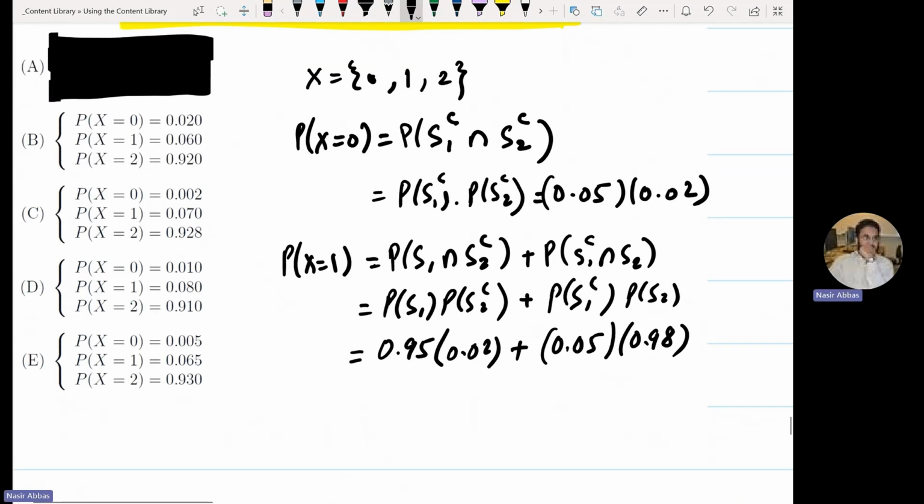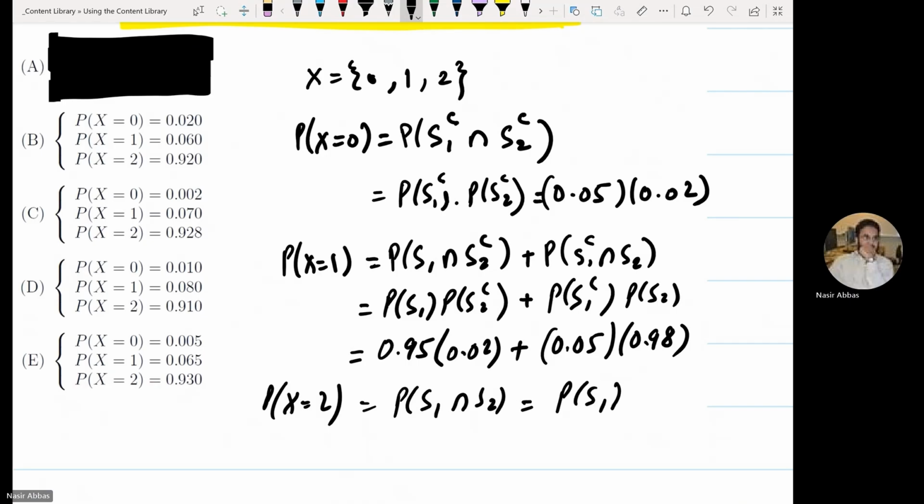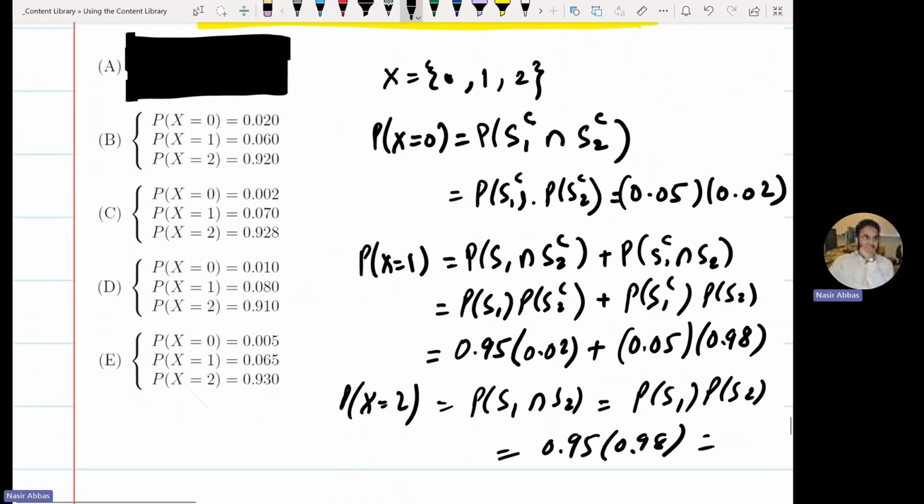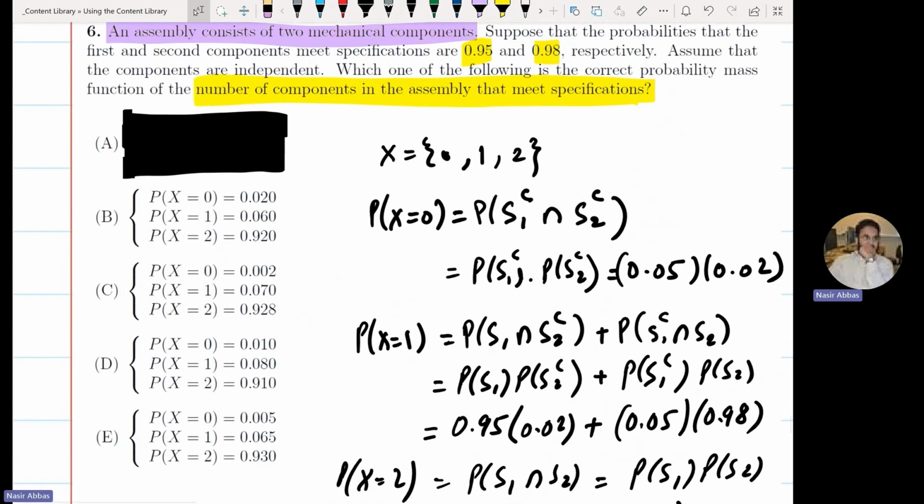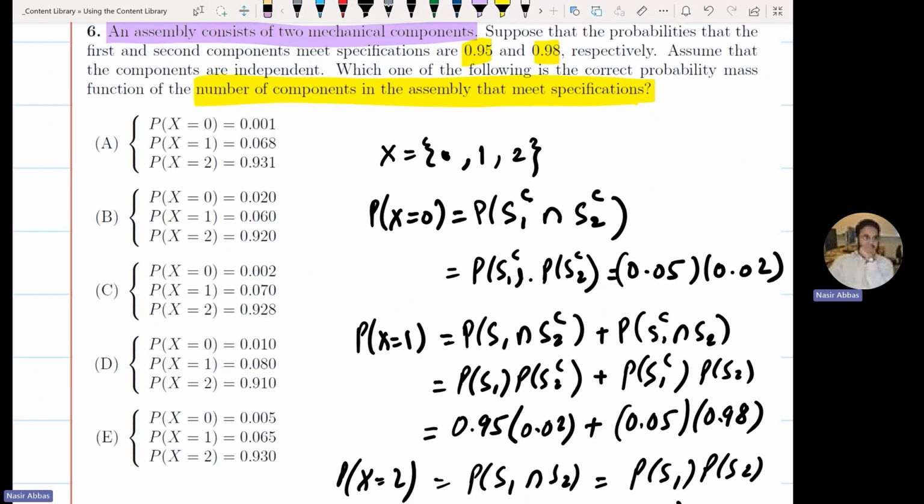Then the third value: the probability that X is 2. X is 2 means that both of them meet the specification. 0.95 times 0.98. Once you get these three values, you have to match them with one of these options, and they will match with this one option.